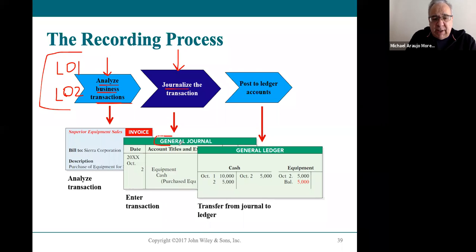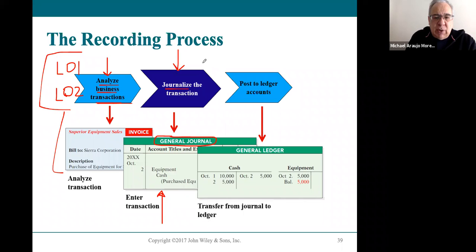The journal is the very first place we write this stuff down. All this analysis is just that, analysis. It actually starts here in the journal, but we have to do all that analysis before we can actually write anything in the journal. And so we write the transactions out by date, the account that's affected, and the first account is affected on the debit side. The second account listed is affected on the credit side.